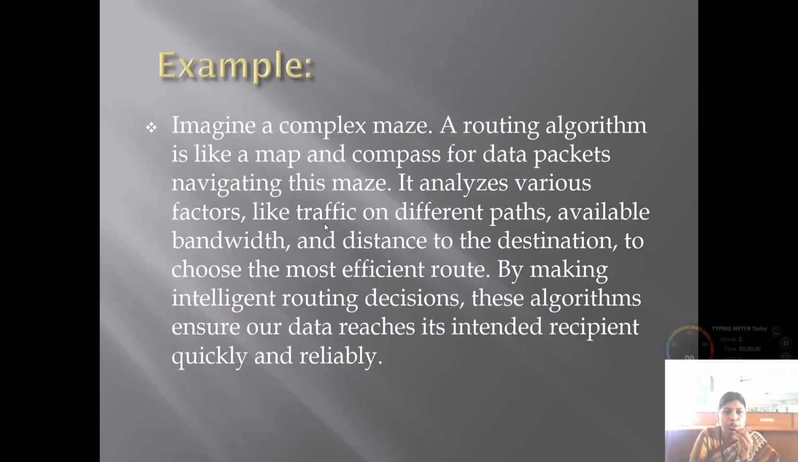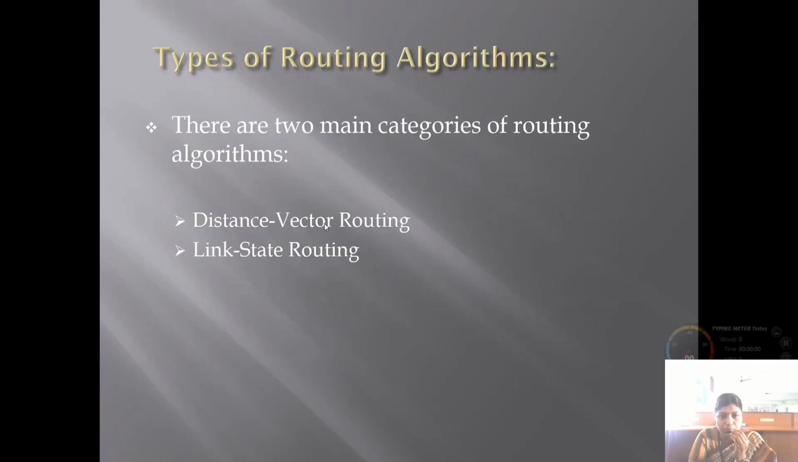For example, imagine a complex maze. A routing algorithm is like a map and a compass for data packets navigating this maze. It analyzes various factors like traffic, different paths, available bandwidth, and distance to the destination, and chooses whether it is an efficient route or not. By making intelligent routing decisions, these algorithms ensure data reaches its destination quickly and reliably.